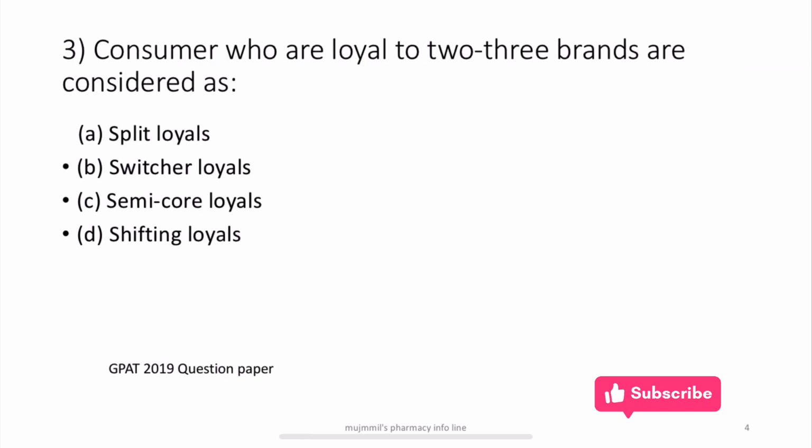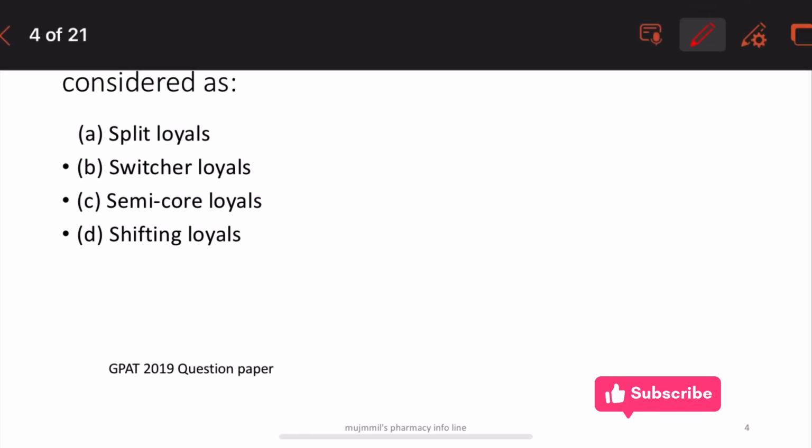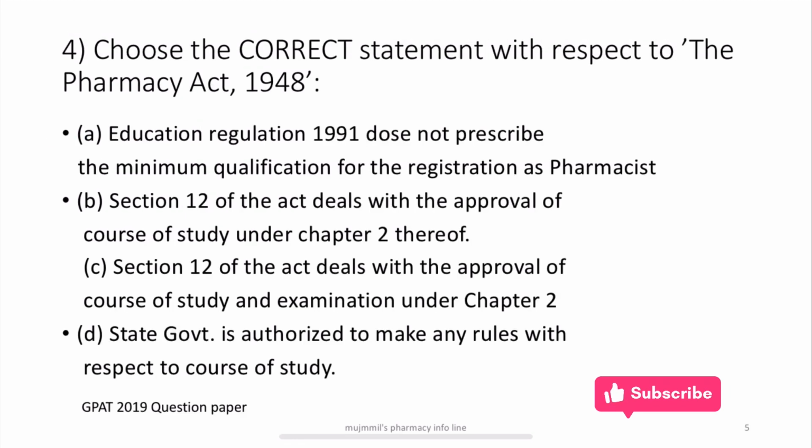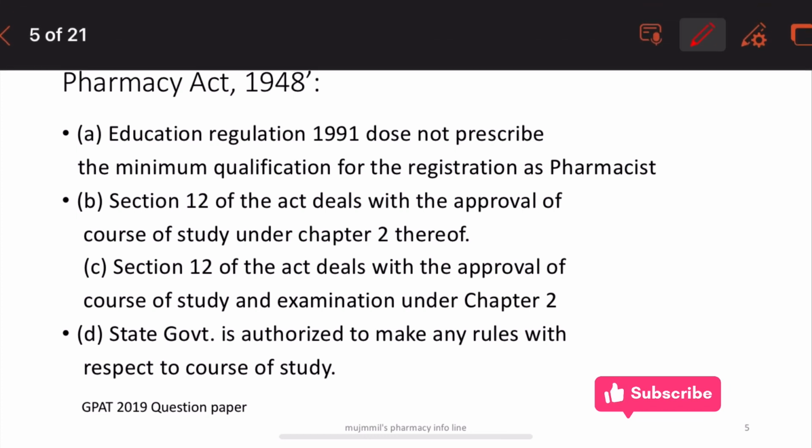Consumers who are loyal to 2 to 3 brands are considered as. The correct answer is option A, split loyals. Choose the correct statement with respect to the Pharmacy Act 1948. The correct answer is option C. Section 12 of the Act deals with the approval of course of study and examination under Chapter 2.